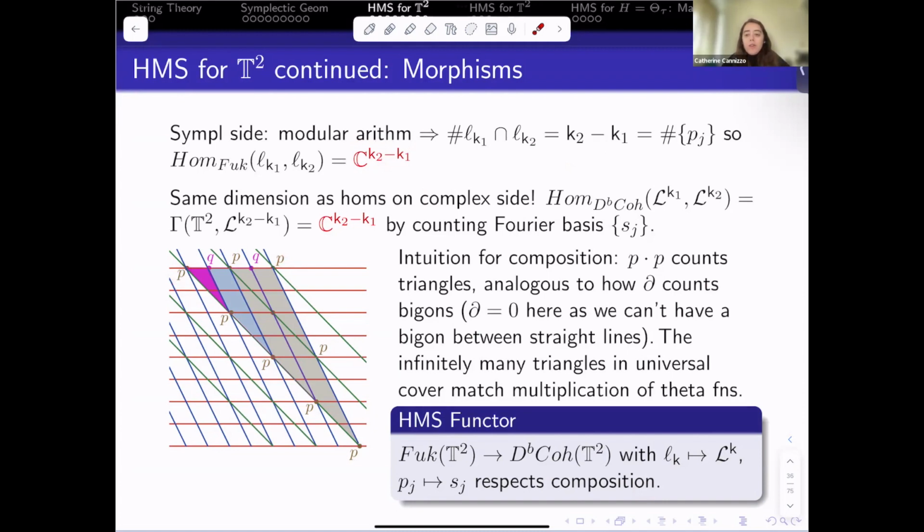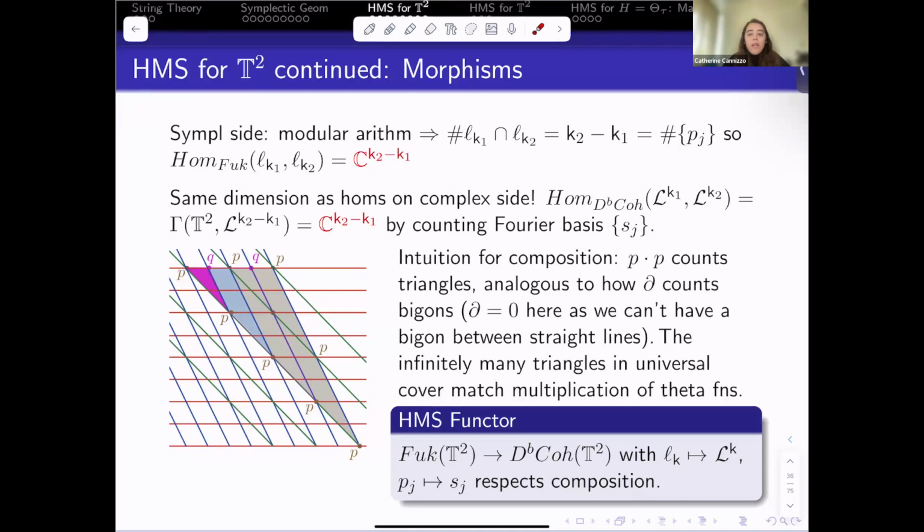Does the HMS functor respect any additional structure shared by both categories, or is HMS symmetry only a statement of equivalence as categories? Yeah, that's really kind of the big question that a lot of people think about. What else is preserved?